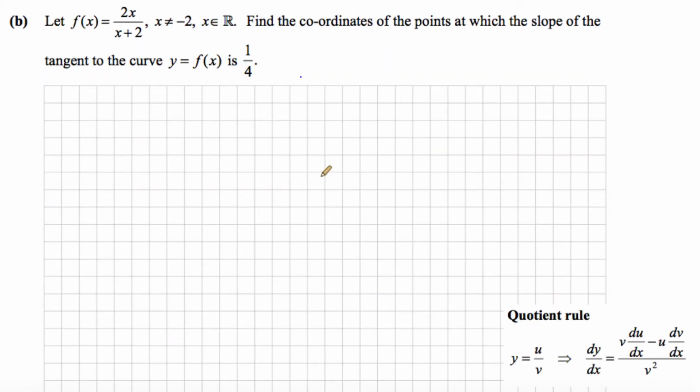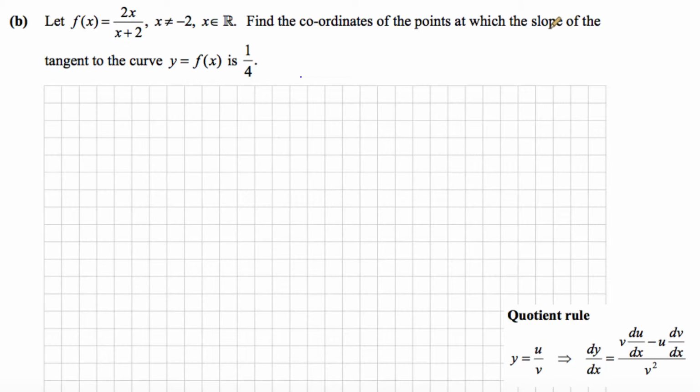Okay, part B. Let f of x equal 2x over x plus 2, where x cannot be equal to minus 2 and x is an element of the real set of numbers. Find the coordinates of the points at which the slope of the tangent to the curve y equals f of x is 1/4.